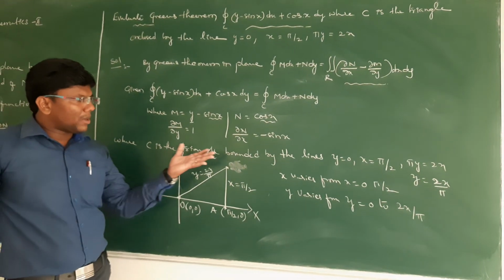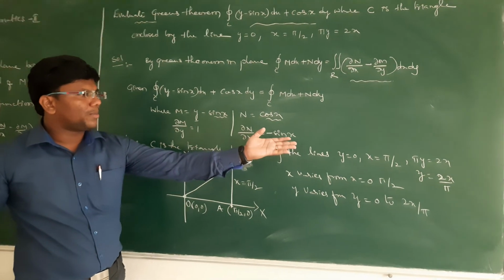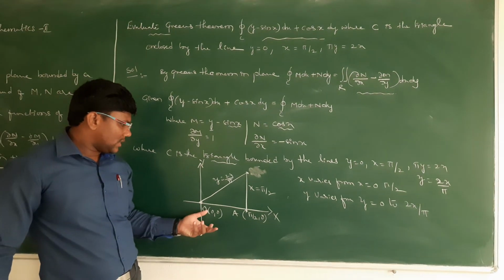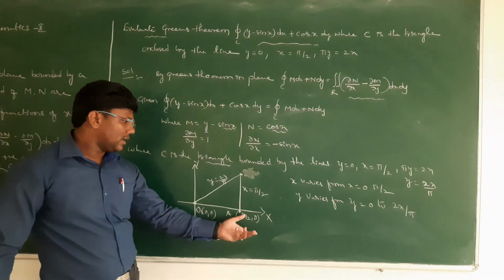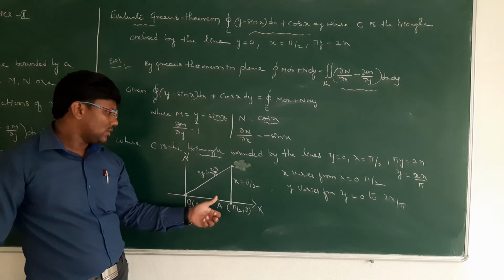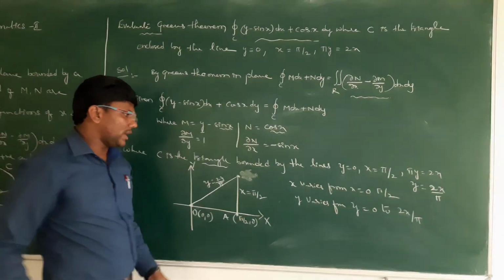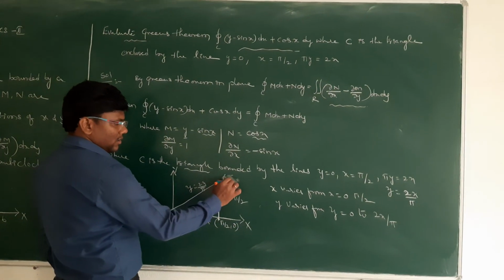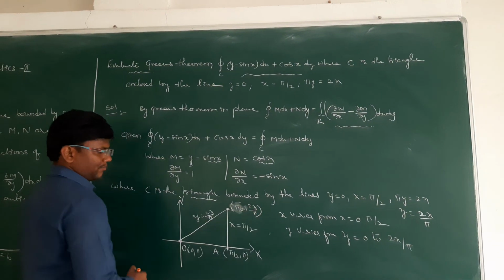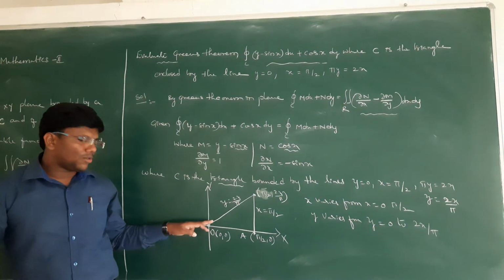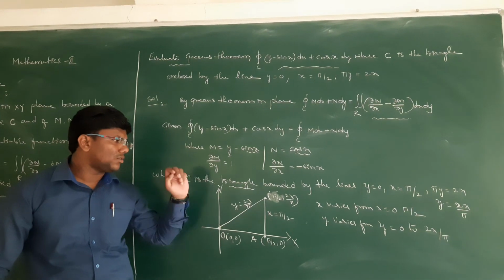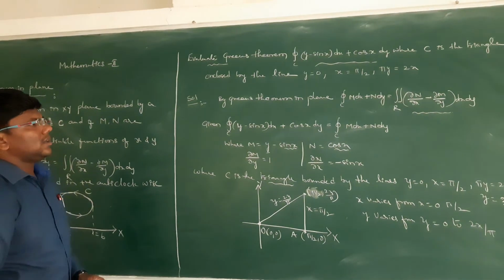Where C is the triangle bounded by the lines y equals 0, x equals pi by 2, and pi y equals 2x. Draw the triangle in the xy plane. This is the origin (0, 0). This is the point A, (pi by 2, 0). This is the line x equals pi by 2 and y equals 2x by pi. This is the point (pi by 2, 1). This is the line y equals mx passing through the origin, where the slope m is 2 by pi. Now we have defined the region.